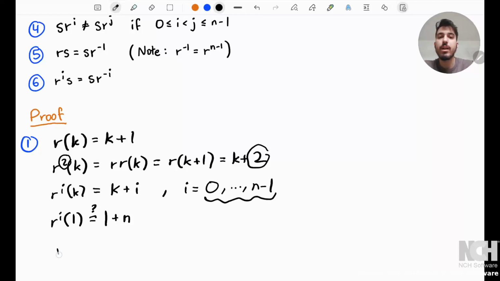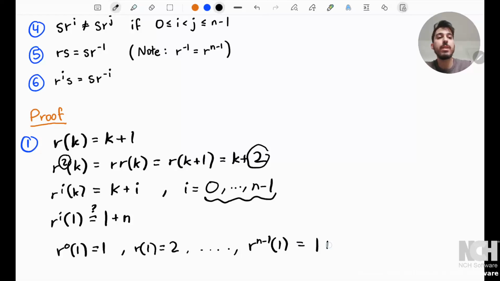So it's either R to the 0 of 1, which is 1, R of 1, which is 2, all the way to R to the n minus 1 of 1, which is just 1 plus n minus 1, which is n. And that is not equal to our desired 1 plus n. So we can never return back to the original vertex, 1. And that is the proof of the first part of the proposition.